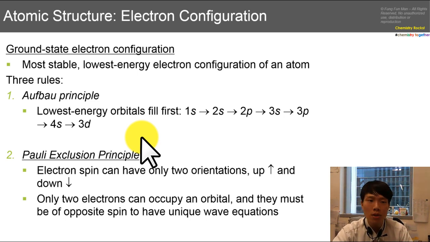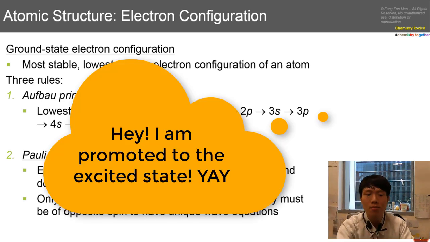The second rule is Pauli's exclusion principle. It tells us that electron spin can only have 2 orientations, one up, one down, right? And 2 electrons can occupy an orbital, but they must be of opposite spin. So recall, an orbital can house a maximum of 2 electrons. The 2 electrons cannot face the same side. It doesn't happen that way. It must be opposite spin. Okay, and then they can pair together.